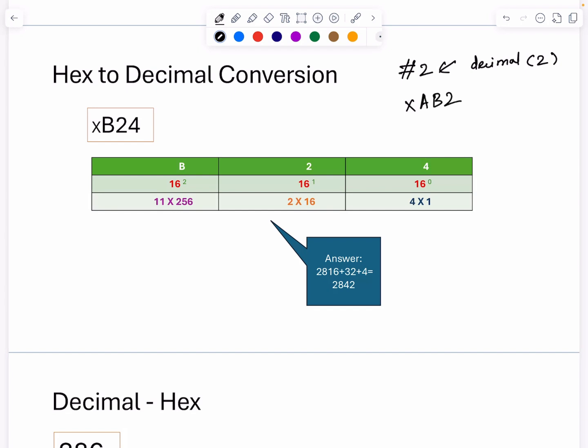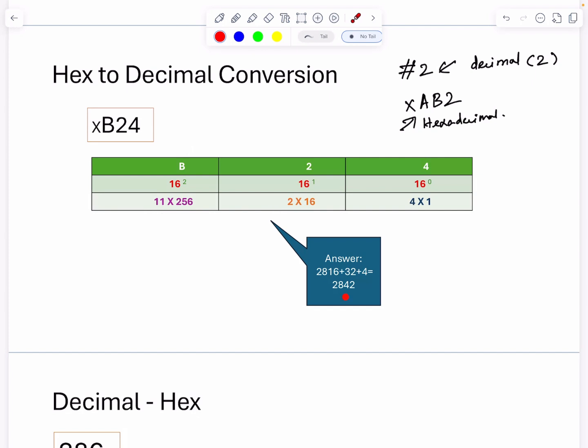Okay, but let me convert this. Okay, let's convert hex to decimal. All right, so this is the number. We always represent hexadecimal using 0x, like 0x2B4, right? In computing systems, when we say 2, that means it's a decimal number 2, our regular number 2. If it is hex, we say 0x AB2, right? That's a hexadecimal representation. Okay.